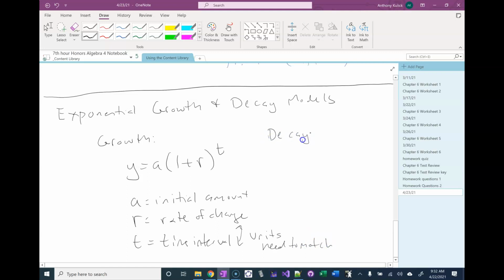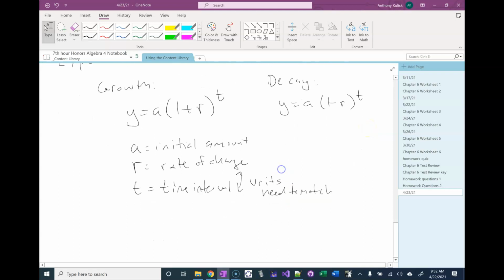Decay is almost the exact same formula. It's just a minus r instead of plus r. And the a, r, and t all mean the same thing. Okay with that? So let's do a couple examples of some story problems where we might need to apply these models. So I'm going to write one down here.